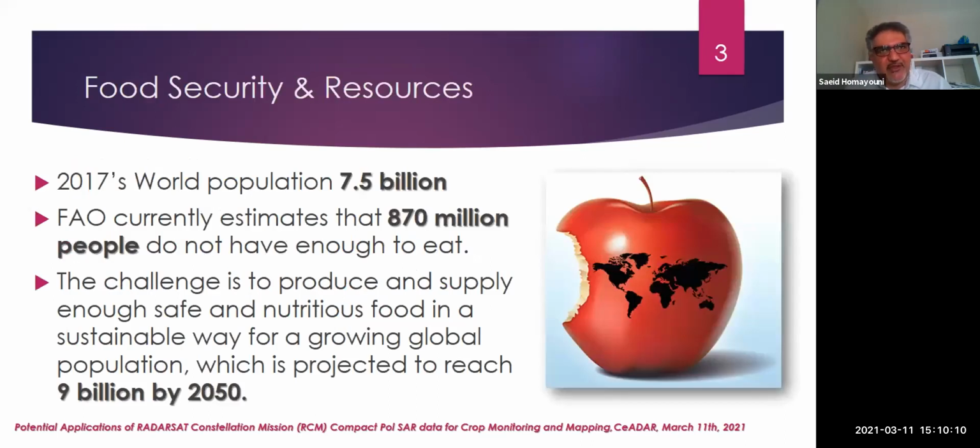Normally all the papers and presentations about the application of remote sensing in agriculture start by talking about food security and resources. You know that right now we have around 8 billion people in the world, and food security and resources are a main issue for our generation. Considering the increase in population in the future, it is really a challenge that we, as scientists, need to work on and find a solution for.